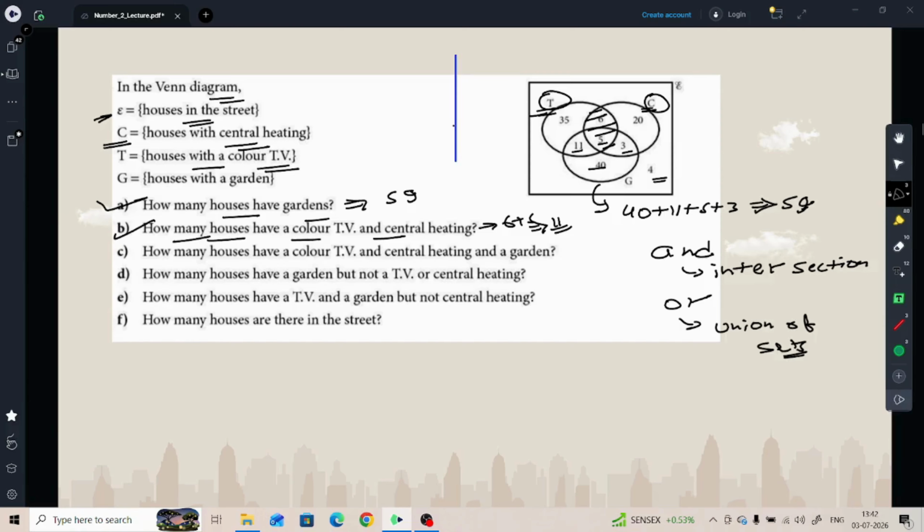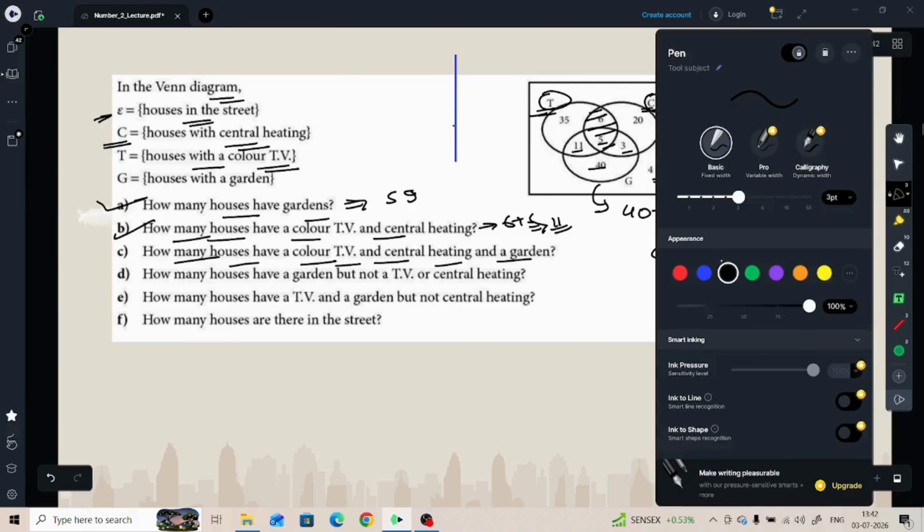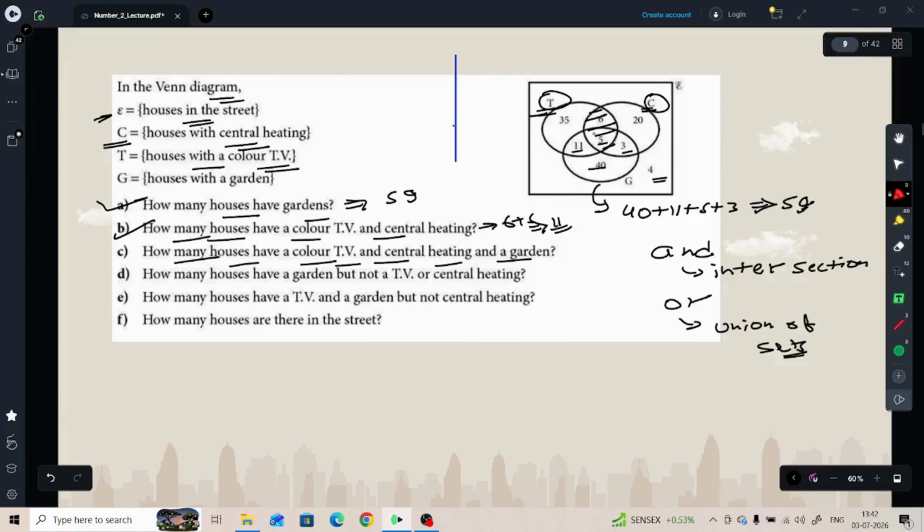Okay, now the next part, how many houses have a color TV and central heating and a garden? So that means we need to take the intersection of all of them. So now the thing becomes very easy for us. So we need to take this middle part, and that is how much?